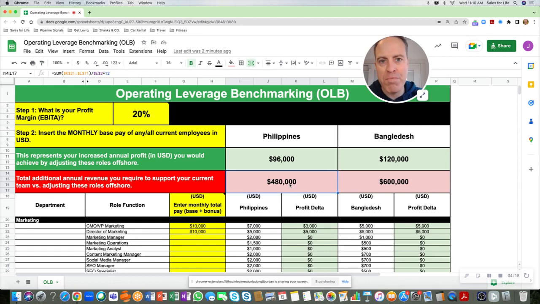So I look forward to you experimenting with this document. This is usually a great document for us to start a conversation about how we can think about your next steps with offshoring leverage. Good luck.